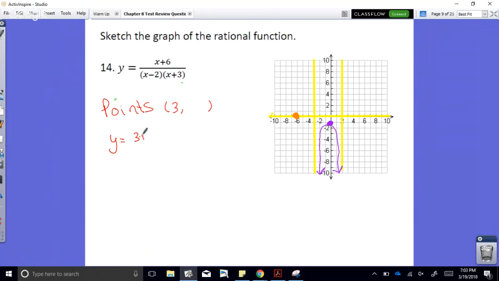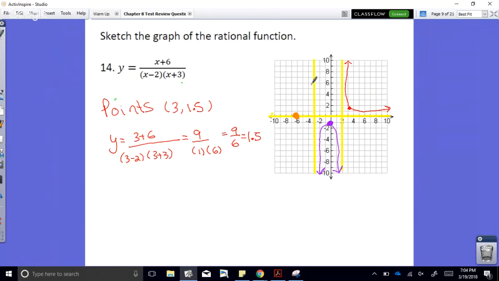So I've got 3 plus 6 divided by 3 minus 2 over 3 plus 3. So I plugged 3 in for all of my x values. That ends up being 9. 3 minus 2 is 1. Okay, 3 plus 3 is 6. That ends up being 9 over 6, which is 1.5. So I get a second point, 3, 1.5. So I can go 3, 1.5. I can then let the asymptotes kind of guide my direction.